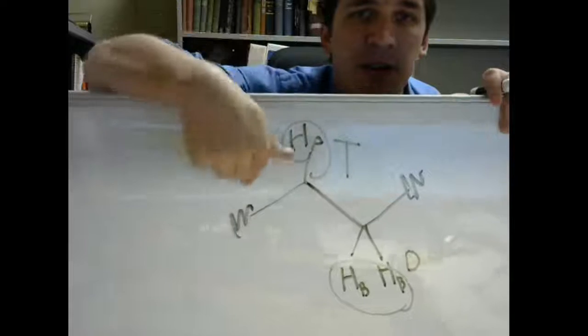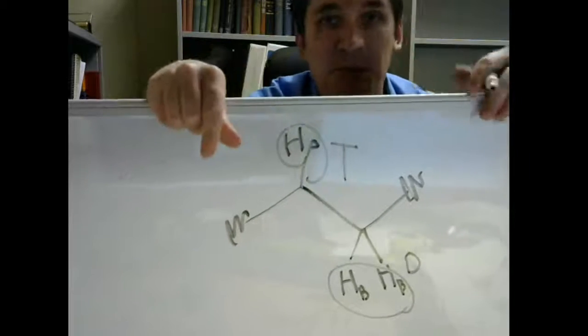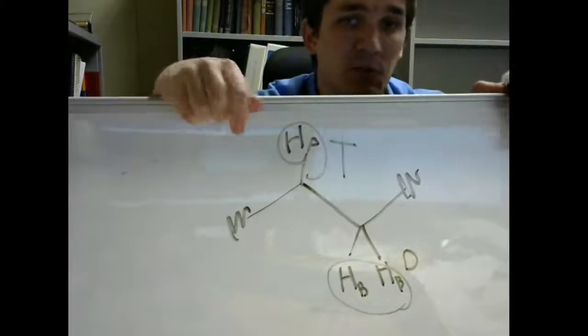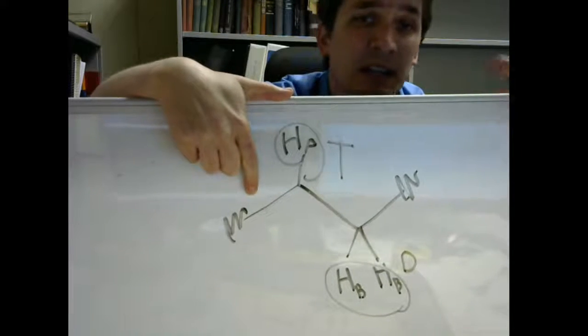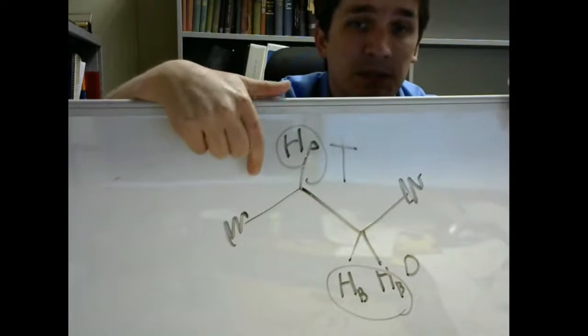Now, if we had other hydrogens over here, we'd expect to see a triplet of something. So if there was one hydrogen here, it would be a doublet of a triplet. If there were two, it would be a triplet of a triplet. If there were three, it would be a quartet of triplets.